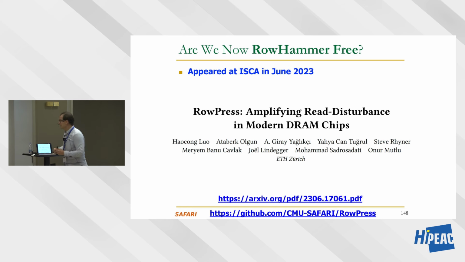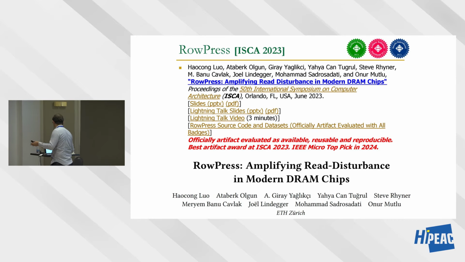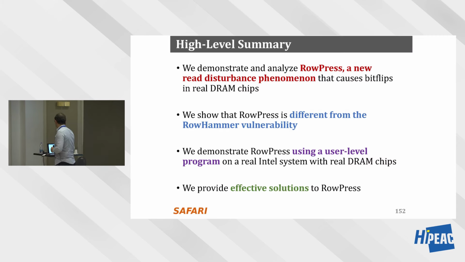You're vulnerable again, right? And this work showed a different read disturbance mechanism. It's called RowPress. And you can, again, experiment with all of this. All of the source code is open. And actually, industry has experimented with it, and they've shown that you get bit flips in real DRAM. So basically, the idea is, this is a new read disturbance phenomenon that causes bit flips in real DRAM chips. It's different from Rowhammer, I'm going to show you.